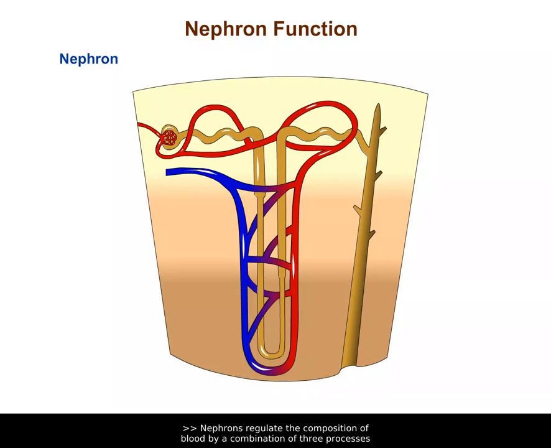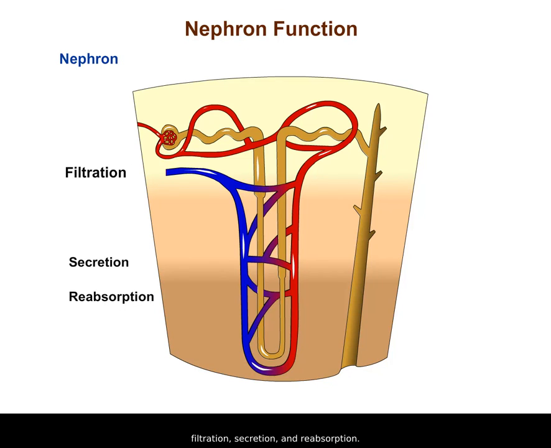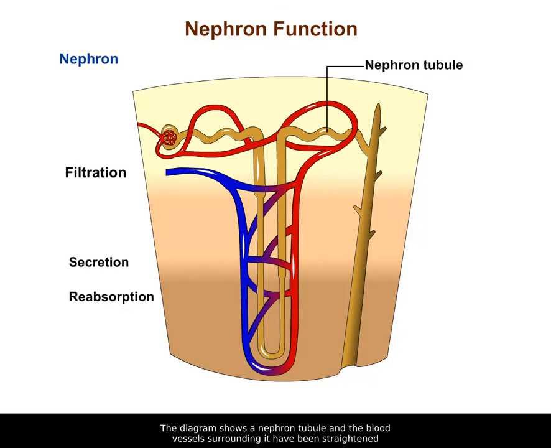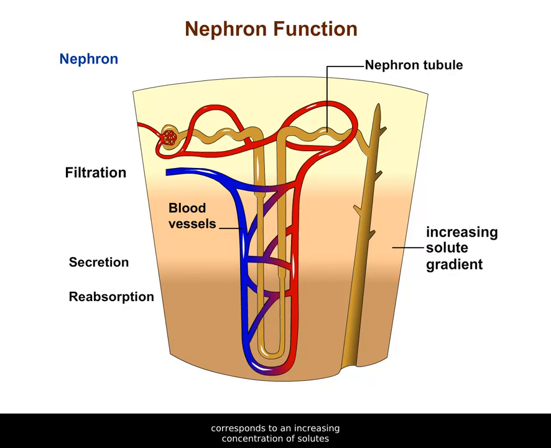Nephrons regulate the composition of blood by a combination of three processes that transfer materials between the nephron tubules and the capillaries that serve them: filtration, secretion, and reabsorption. The diagram shows a nephron tubule, and the blood vessels surrounding it have been straightened and simplified. The gradation of color, lighter on top, darker on the bottom, corresponds to an increasing concentration of solutes in the interstitial fluid surrounding the nephron towards the center of the kidney.